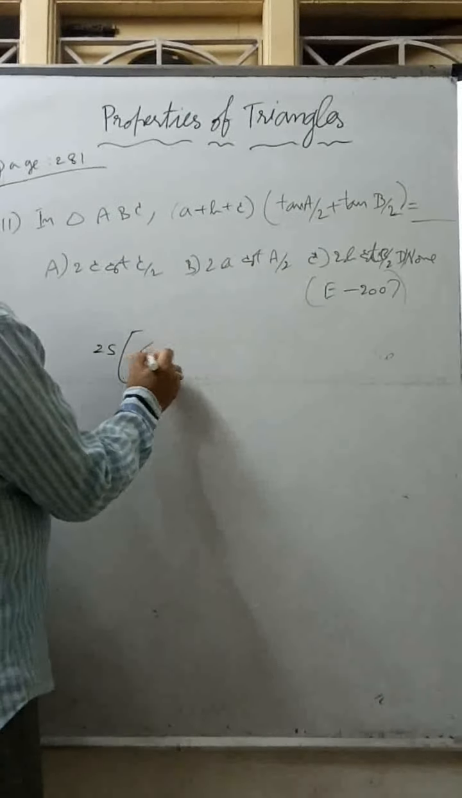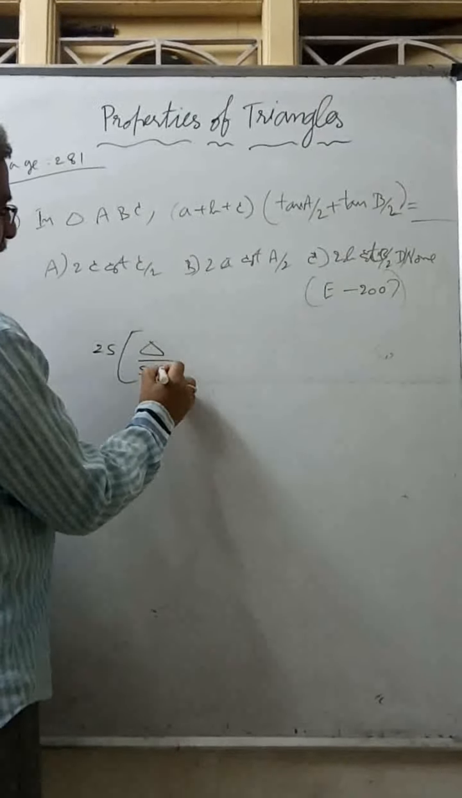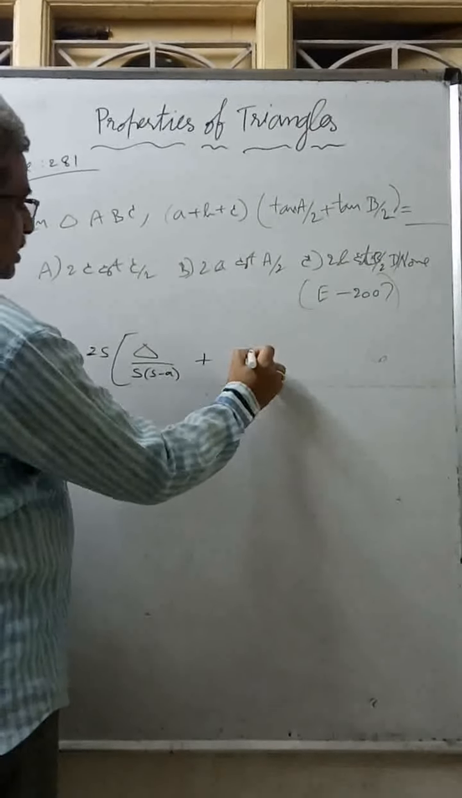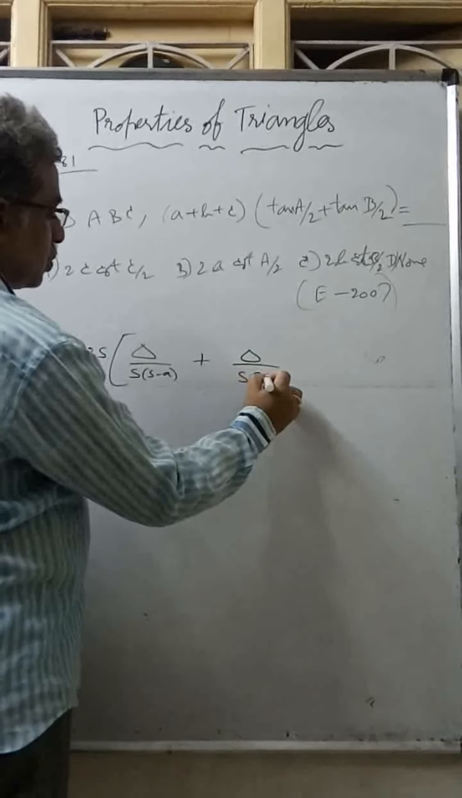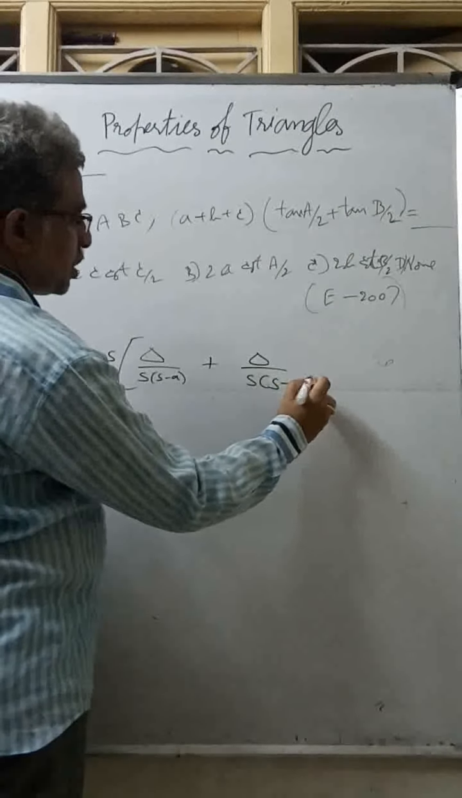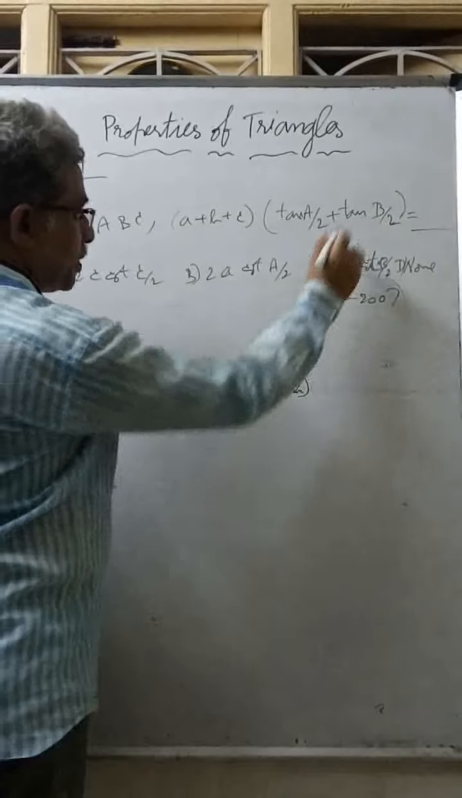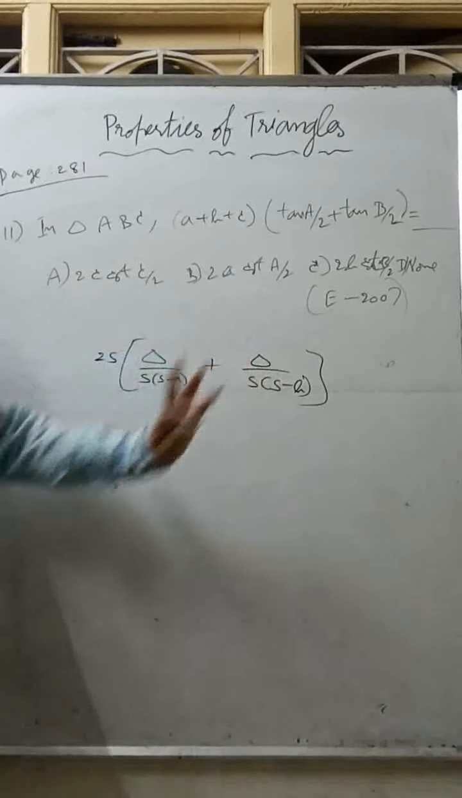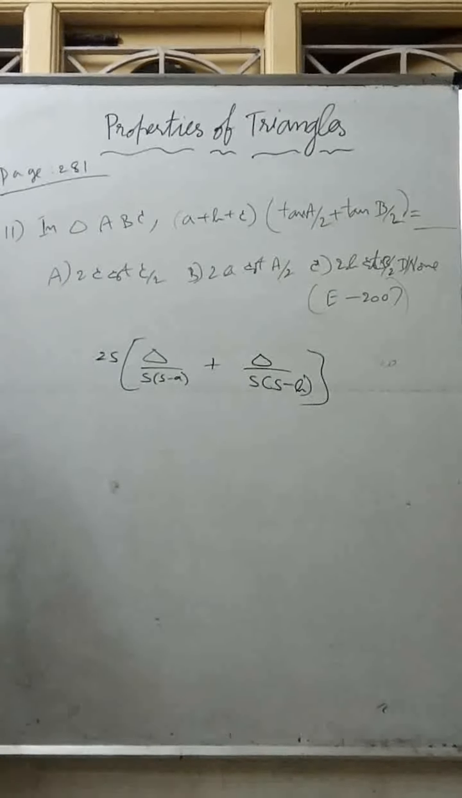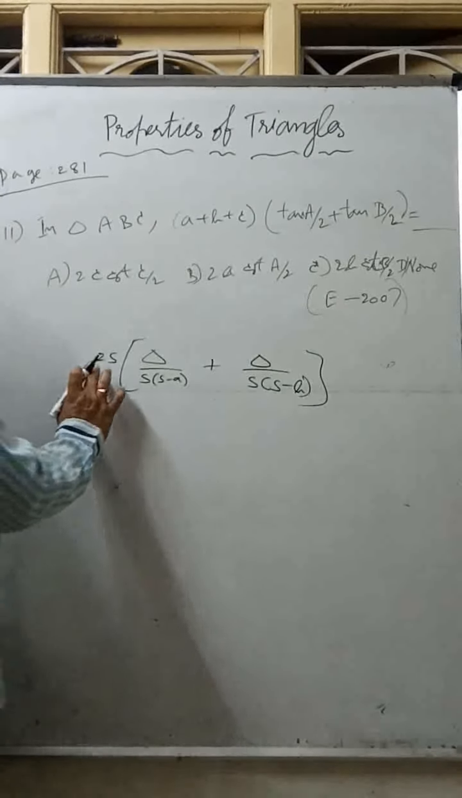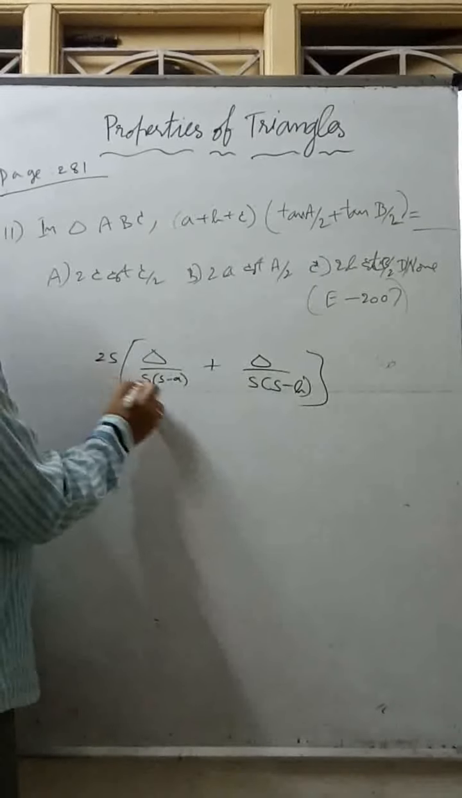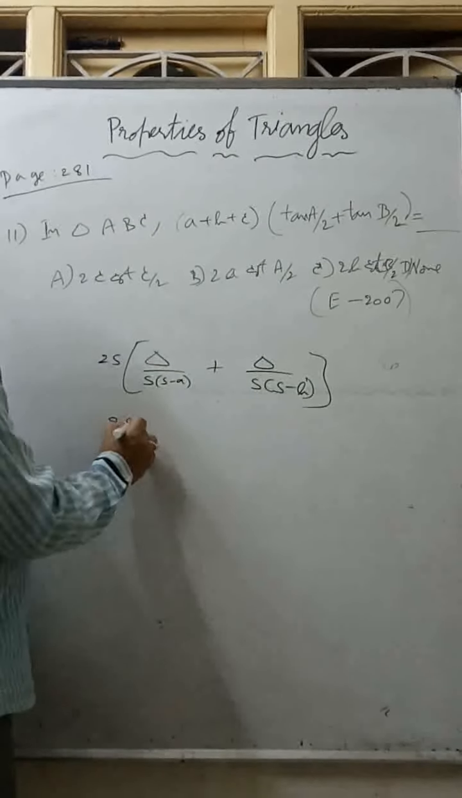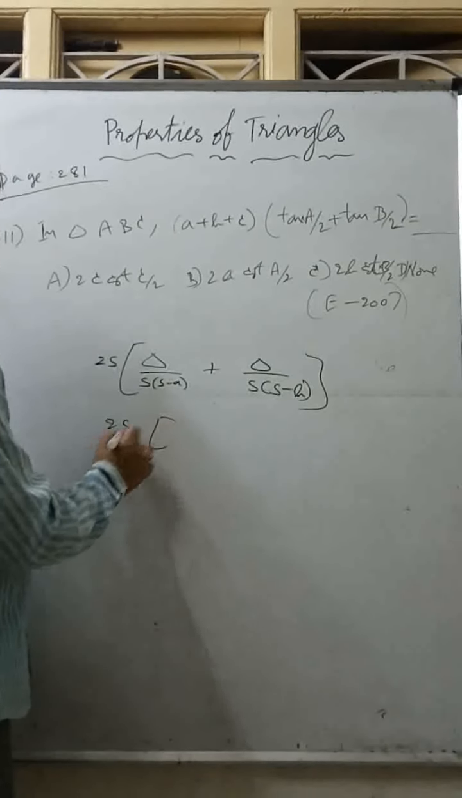Delta by s into s minus a is tan a by 2, and delta by s into s minus b is tan b by 2, plus tan b by 2 is delta by s into s minus c. So this is 2s. If I take s common and cancel, what is left is 2s by s, which cancels.